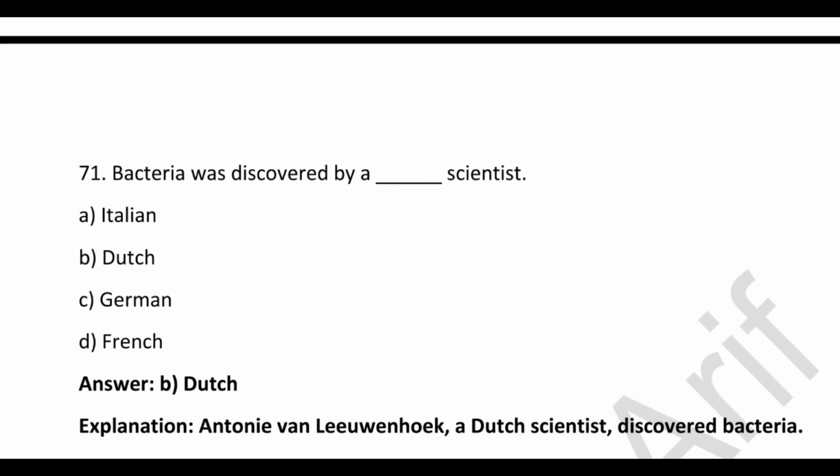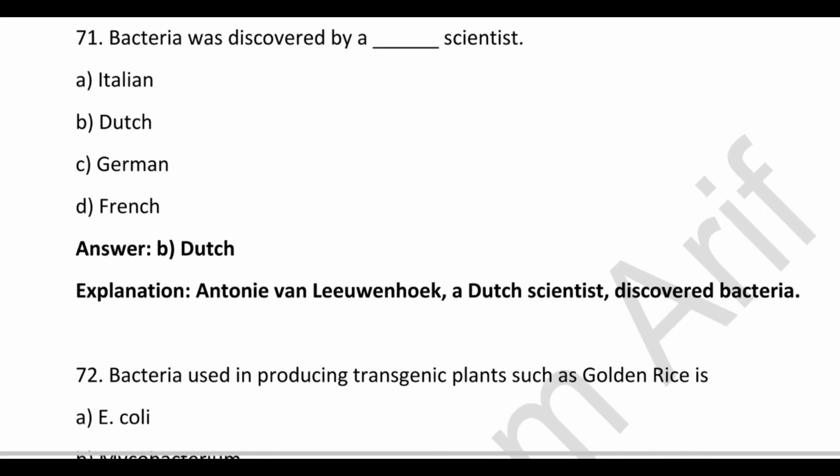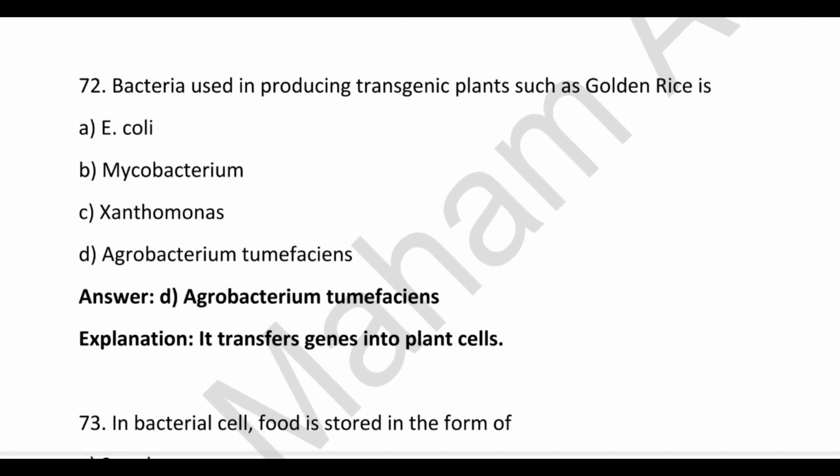Bacteria was discovered by a dash scientist. Correct answer is option D, that is Dutch. Anton van Leeuwenhoek, a Dutch scientist, discovered the bacteria. Bacteria used in producing transgenic plants such as golden rice is, correct answer is option D, that is Agrobacterium tumefaciens, because it transfers genes into the plants.